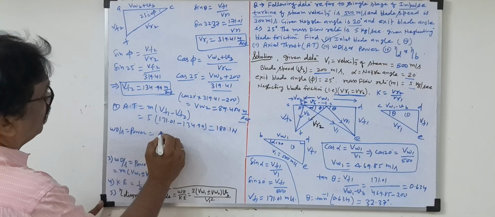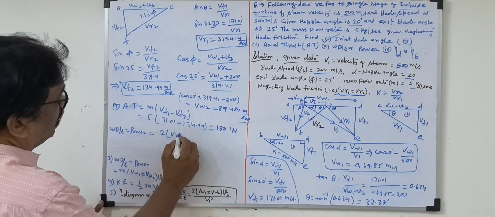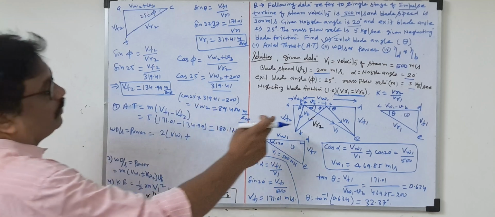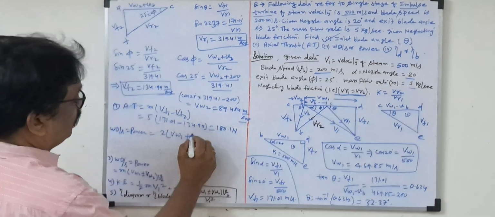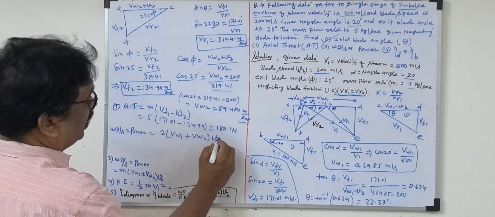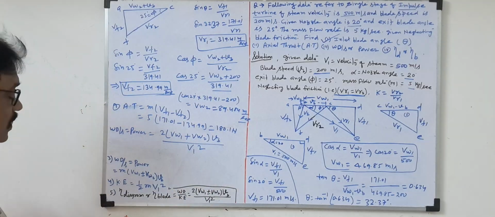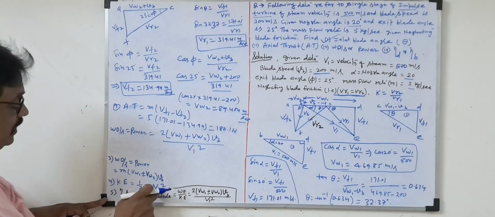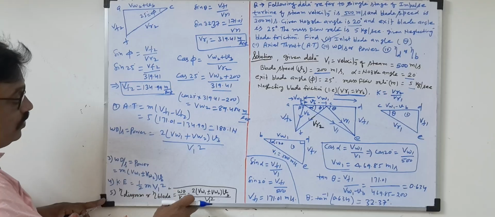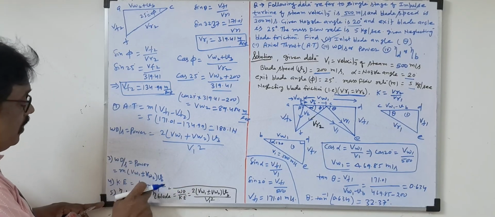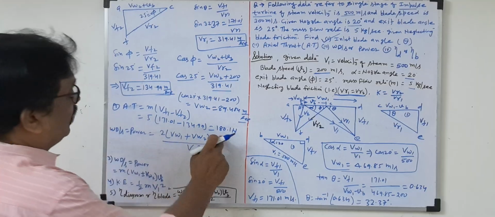What is the formula for this? 2 Vw1, and now we'll take only plus. Why do we take plus? Because here beta is an acute angle. So Vw2, then blade velocity by steam velocity at inlet. Always we take kinetic energy, steam velocity at inlet only. So what is the work done? Work done into blade velocity.